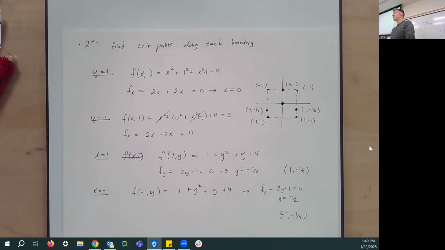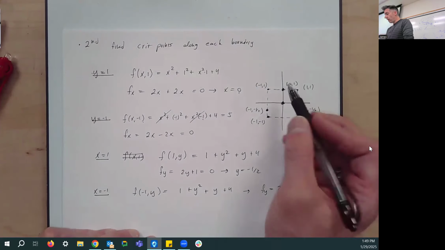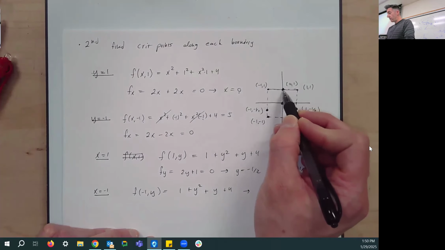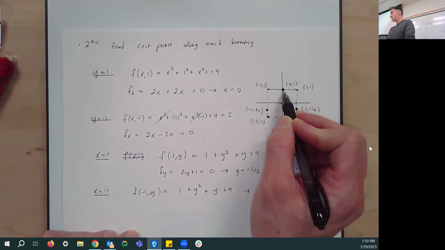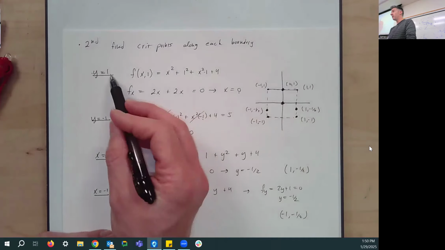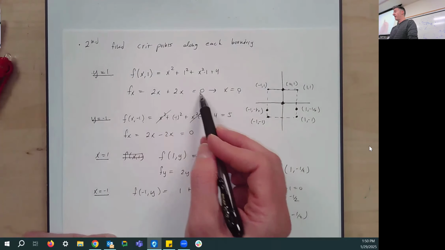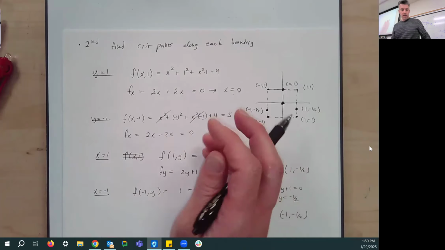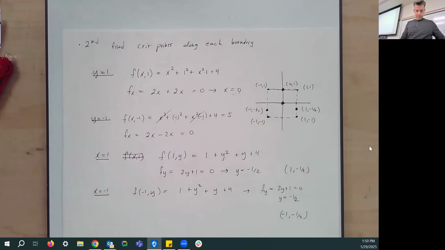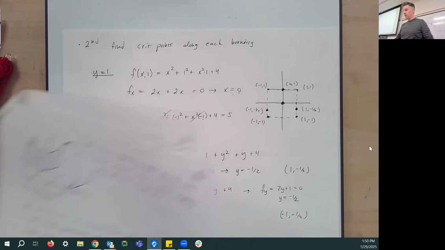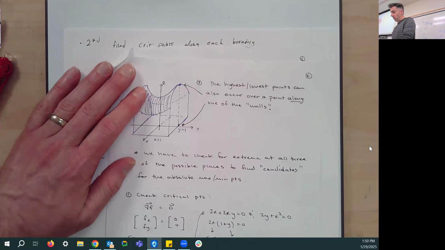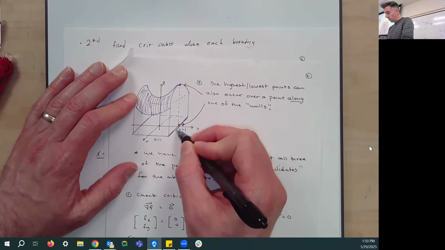Correct. Then we're looking at every point of x, since we put y equals 1, y equals -1. Right, so along the line y equals 1, we might have an absolute maximum right in the middle at 0, 1, because when y equals 1, the derivative in the x direction is equal to 0 when x is equal to 0. So it's kind of like this shape right here, right? Along the line y equals 1.